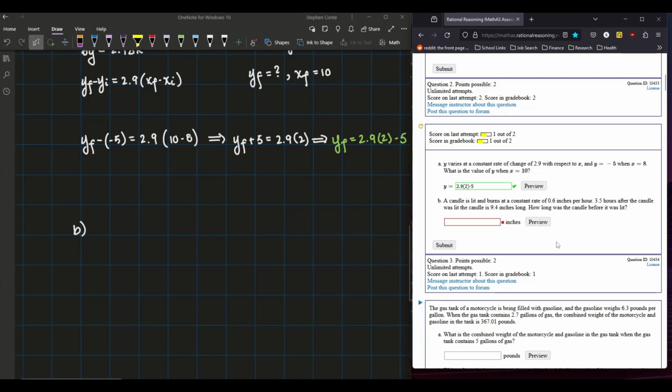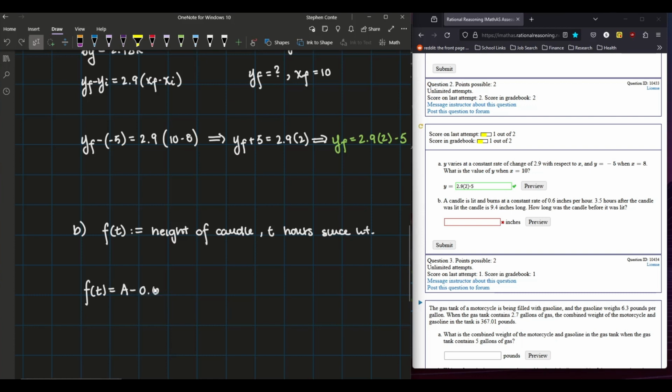B. A candle is lit and burns at a rate of 0.6 inches per hour. We're told that 3.5 hours after the candle's lit, the candle is 9.4 inches long. So let's say we have some function f of t, where f of t is the height of the candle t hours since it's been lit. We can write this as the initial height minus the rate at which it burns, so A minus 0.6 times t.